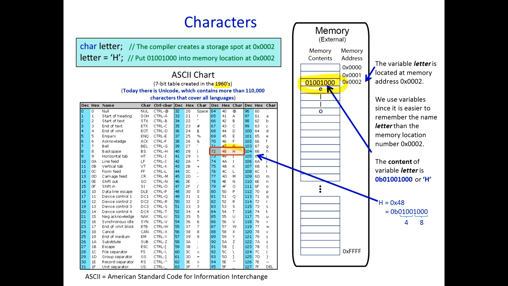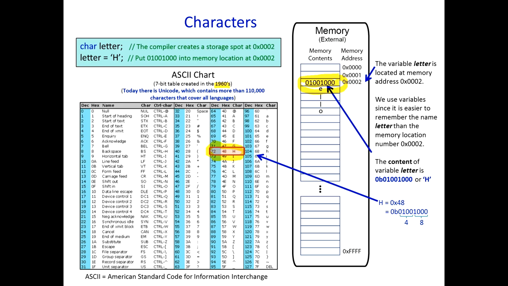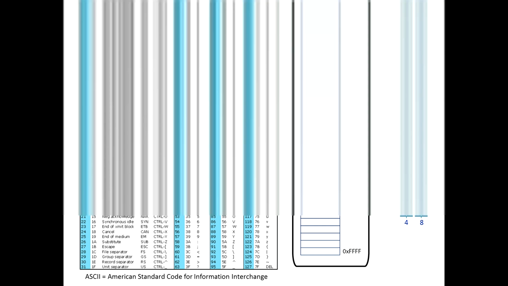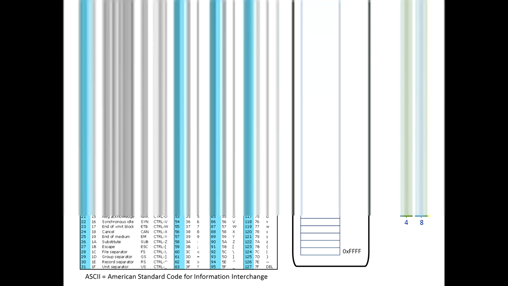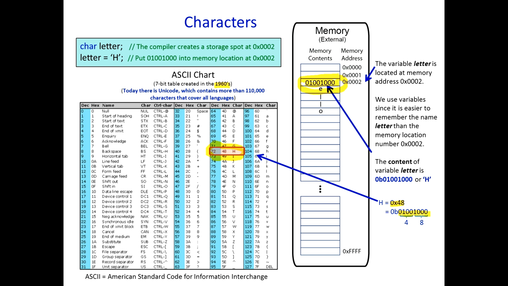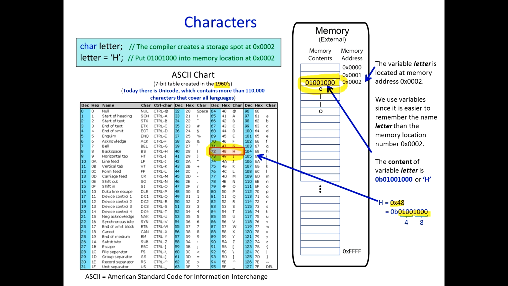Well, if we look at the table here, we see that H is represented by the hex code 48. So here's hex 48. And so 4 is 0100 and 8 is 1000. Okay, and that's actually the binary value that will be stuck at that memory location, indicating the character H.